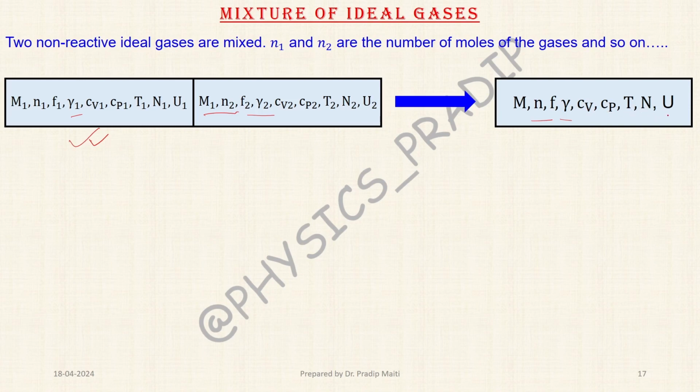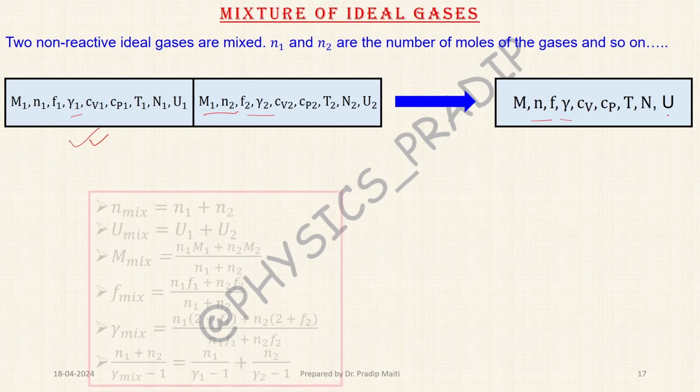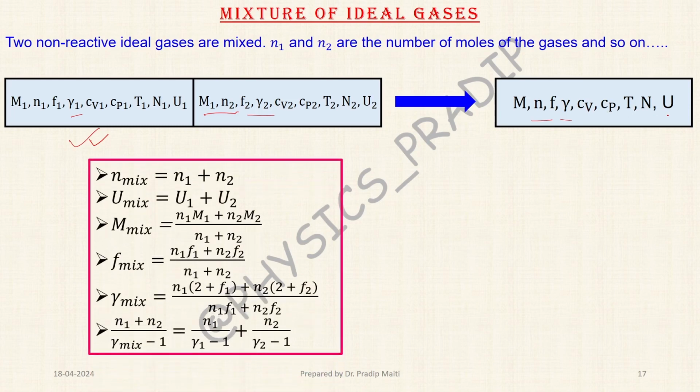Cp and Cv are specific heat at constant pressure and volume, T is the temperature, N is the total number of gas molecules, and U is the total internal energy. Then these values will be like this. In the mixture, the total number of moles n is equal to n1 plus n2. U for the mixture is u1 plus u2. M for the mixture is n1 m1 plus n2 m2 divided by n1 plus n2. F, the degrees of freedom of the mixed gases, is F mix equals n1 f1 plus n2 f2 divided by n1 plus n2.